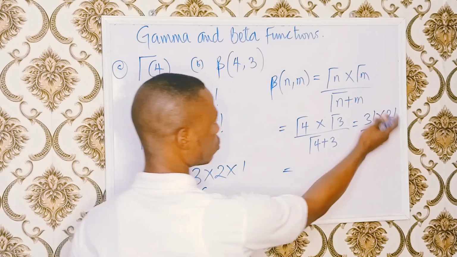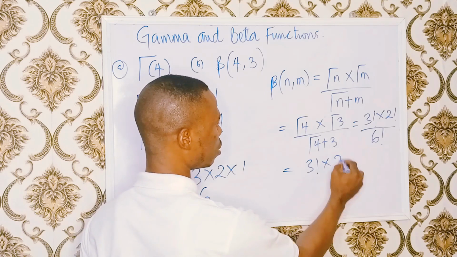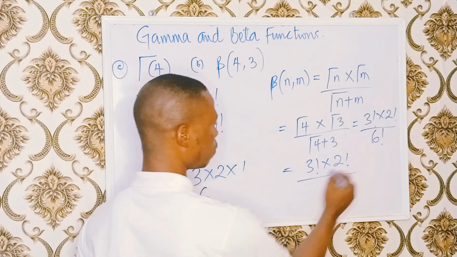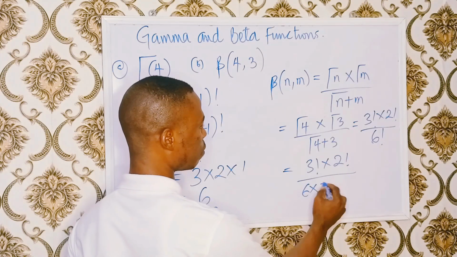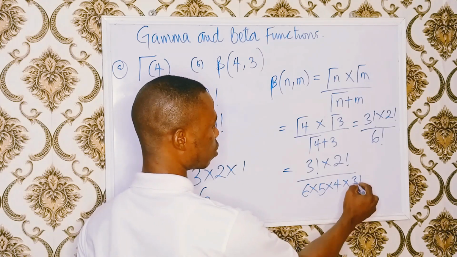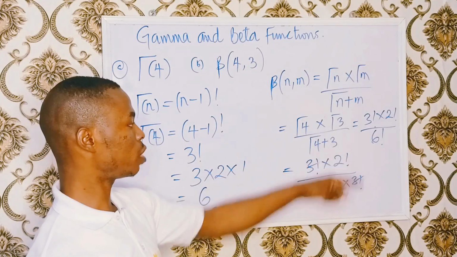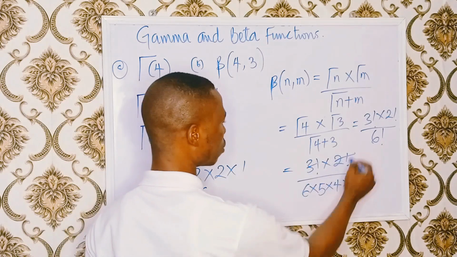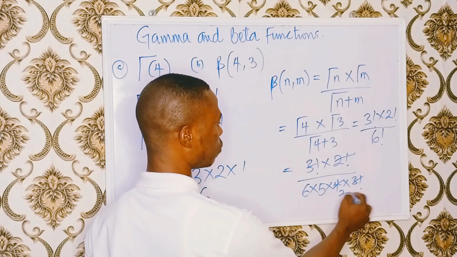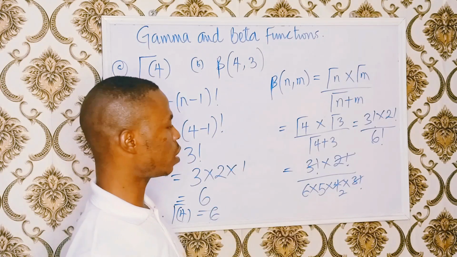So the next thing is to expand this. So we have 3 factorial, I'll write it back, and 2 factorial. So 6 factorial can be 6 times 5 times 4 times 3 factorial. So 3 factorial will take care of 3 factorial. And 2 factorial is 2 times 1. So this 2 factorial divided by 4 gives you this. So you are left with 6 times 5 times 3 times 2.